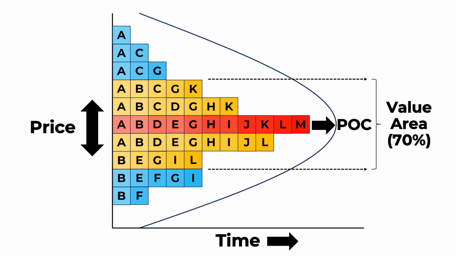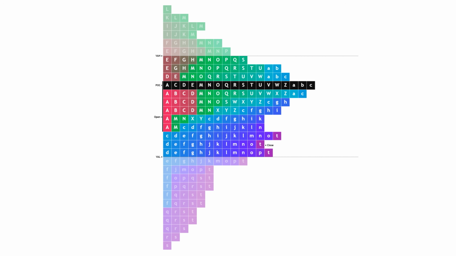The first element we'll talk about is the initial balance. This represents the first hour of trading of the day, so it's the price range that encapsulates letters A and B. In TradingView, the initial balance is marked by a black vertical bar on the left of the profile.